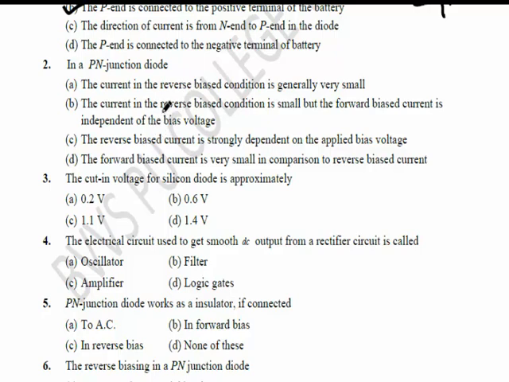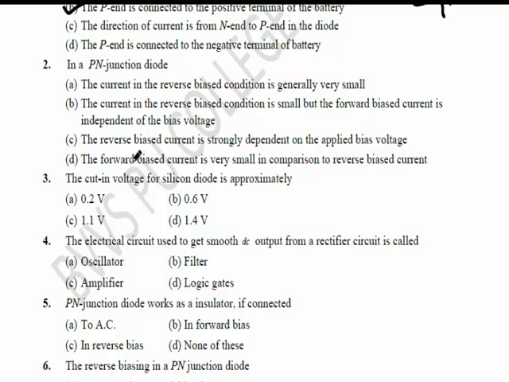Observe the next option: the current in the reverse bias condition is small, but the forward bias current is independent. There is no forward bias current in a PN junction diode, so B is not possible. Option C, reverse bias current is strongly dependent on bias voltage, is also not possible. Then forward bias current is very small: see here, forward bias current is more compared with reverse.